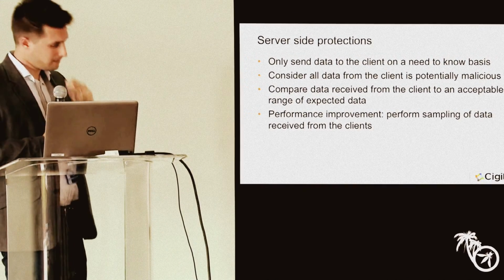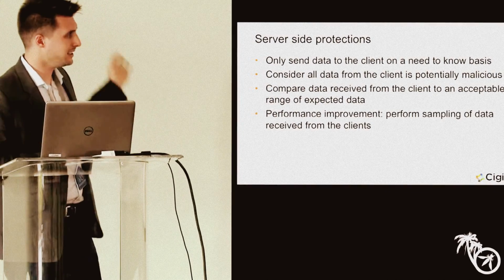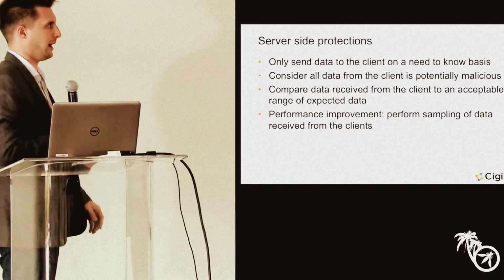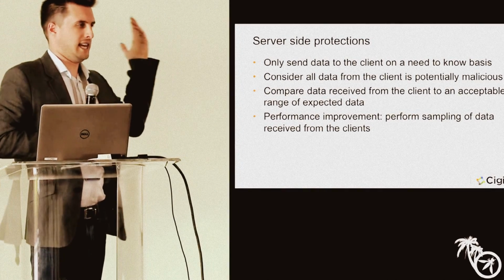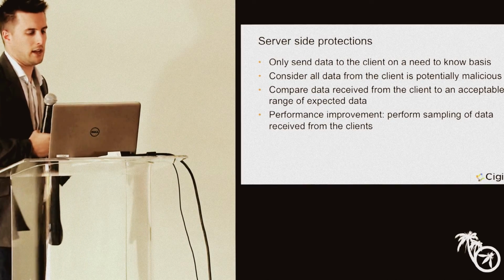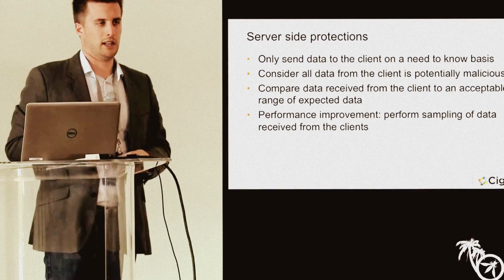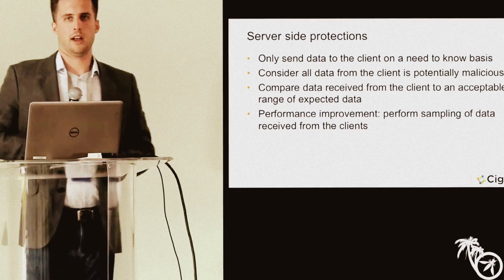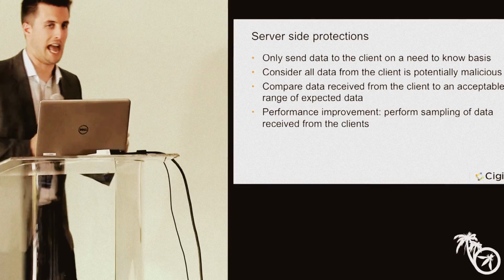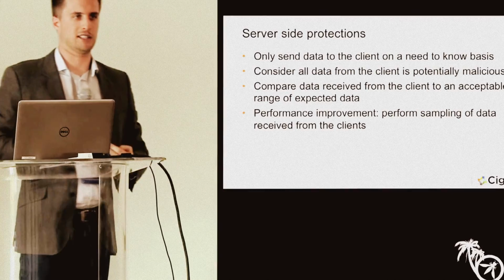You also need to consider that all data from the client is potentially malicious. This is the case with any client-server interaction. It doesn't matter if it's video games or a website, anything. So you want to take that into careful consideration in your architecture. You also want to compare data received from the client to an acceptable range of expected data. Like I was saying with teleportation, or saying that I have a premium item and trying to use it when I actually don't have it. Make sure that's within an acceptable range of possibilities.